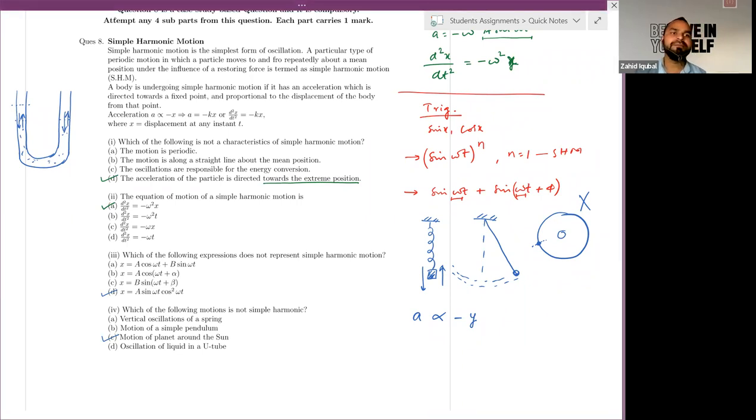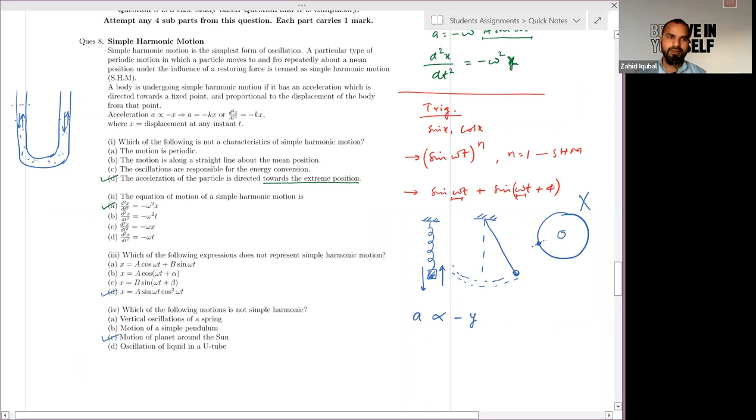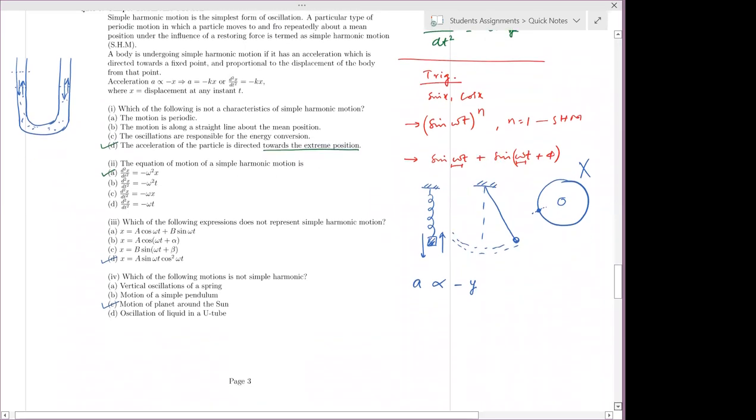Riba, any doubt? No, sir. Okay. So this is all about the second section of this question paper.